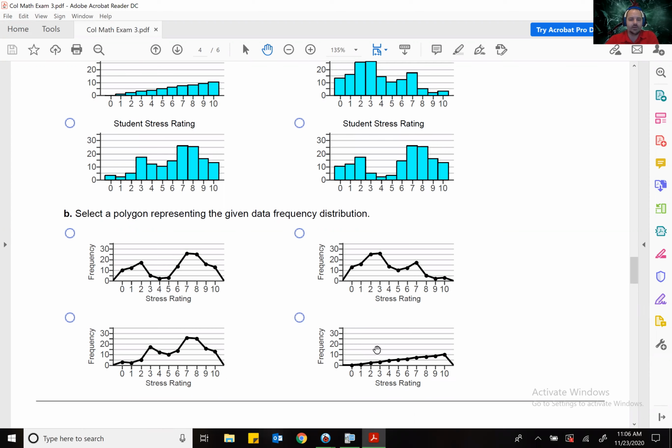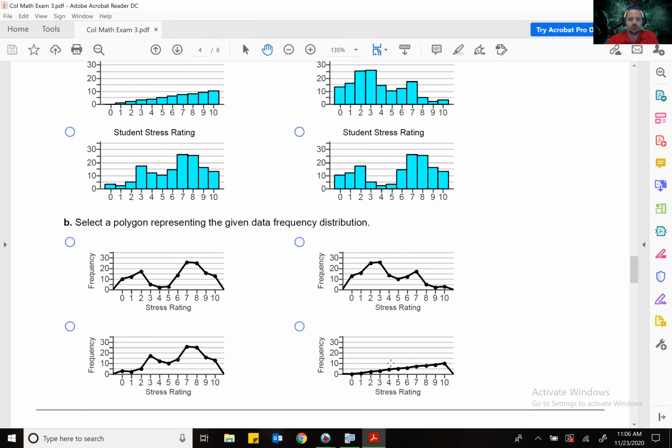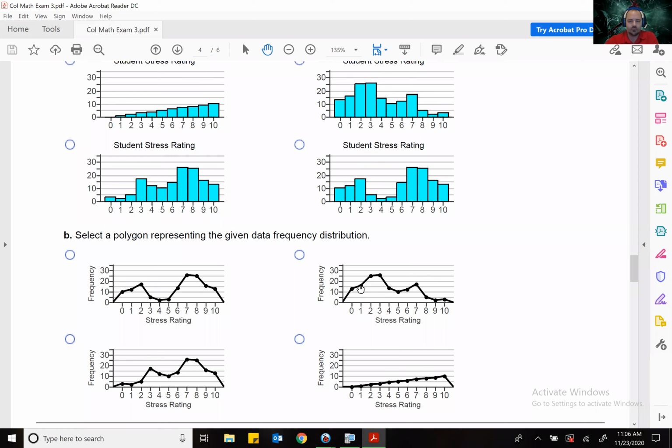Obviously, again, the bottom right you can throw out because it looks just like this one that's right up here, the top left. This graph doesn't make any sense. Okay, so looking at the rest of them. Again, this guy's too high. This guy's too high. So this one makes sense. So again, it's the bottom left. Both bottom left graphs match the data in the frequency distribution.